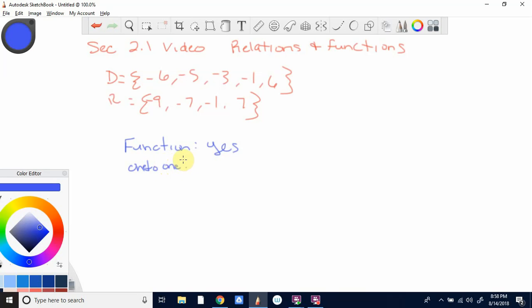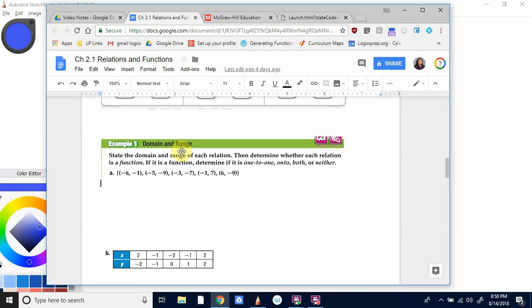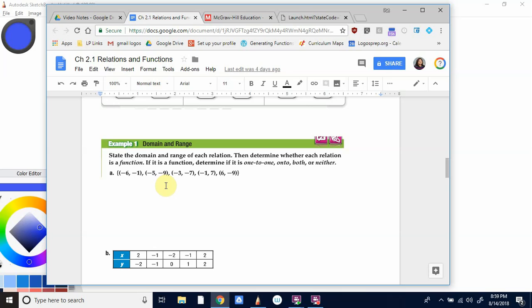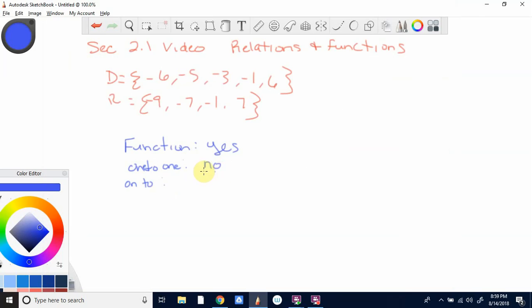Is it a one-to-one? Remember, to be a one-to-one, every domain has to have its own range, they cannot share ranges. However, if you look here, the -5, -9, and 6, -9, those elements of the domain, they share a range. So it is not a one-to-one. Is it an onto? Which says, does every range have a pairing to a domain? It does. It can share, so it's okay. So it is an onto. So this one would be yes.